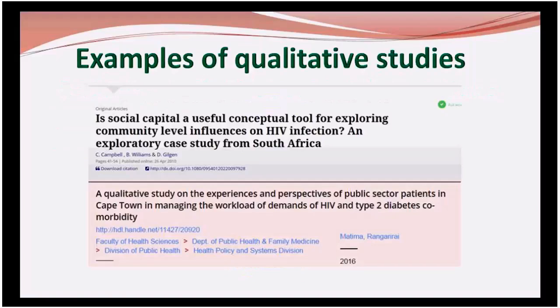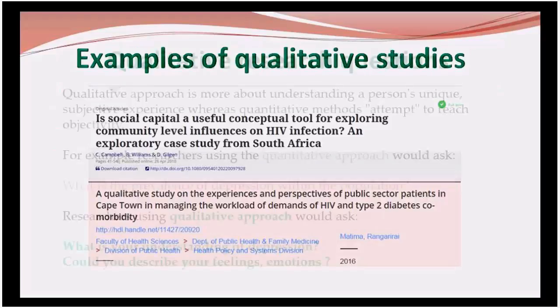So here are two examples of qualitative studies in the literature. Is social capital a useful conceptual tool for exploring community-level influences on HIV infection? An exploratory case study. The second one, a qualitative study on the experiences and perspectives of public sector patients in Cape Town, managing the workload of demands of HIV and type 2 diabetes comorbidity. Okay, if you look at that question, the key words around qualitative studies are in there. We've got exploratory, exploring, we've got experiences, perspectives, and managing and qualitative study. Okay, those are all cues for us to look for.